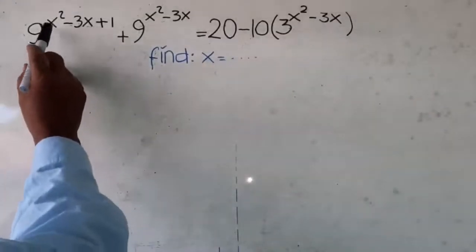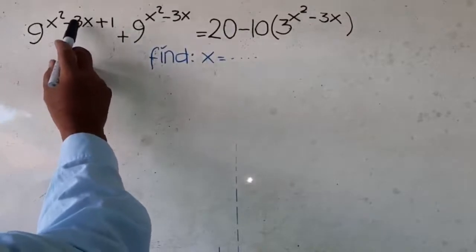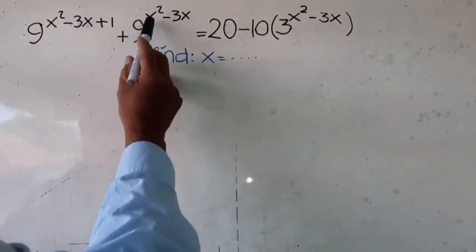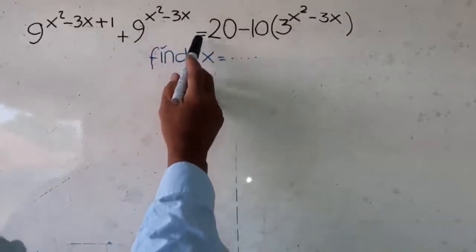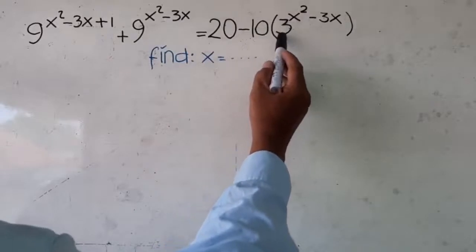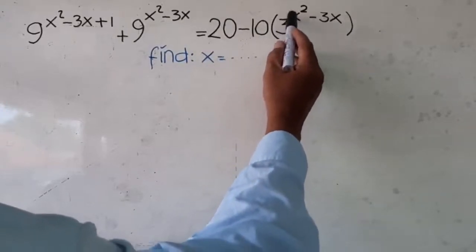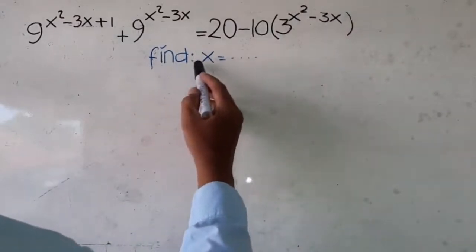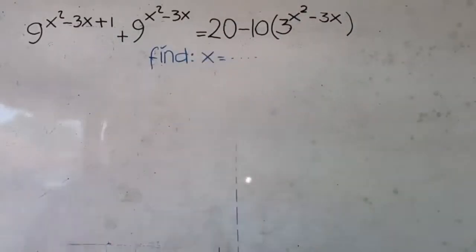9 power x square minus 3x plus 1 plus 9 power x square minus 3x equal 20 minus 10 times of 3 power x square minus 3x. Find the value of x. So let's begin.